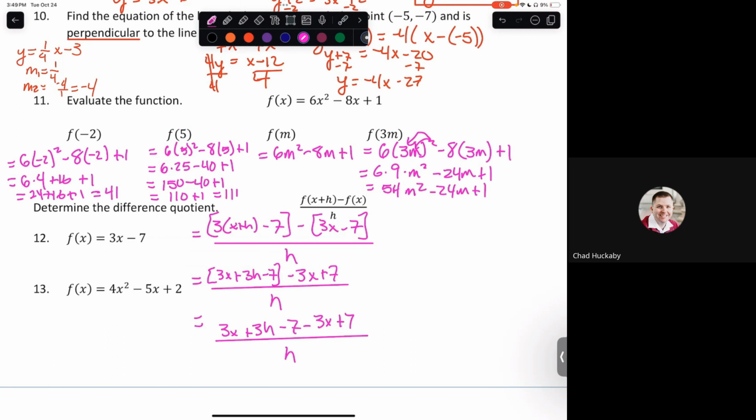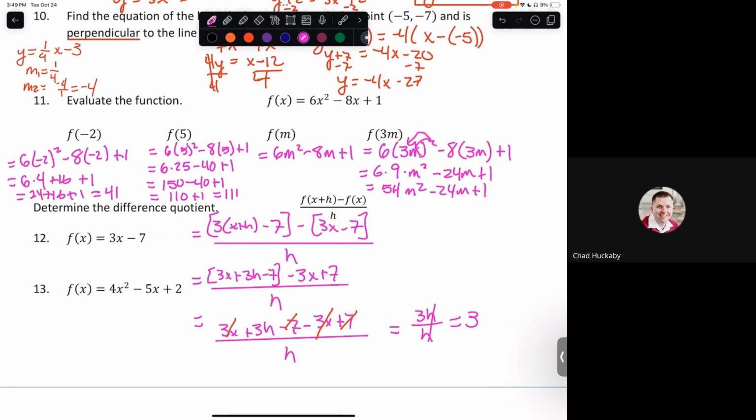And what I end up getting when I combine like terms, I have a 3x minus a 3x, and those cancel. I have a negative 7 plus a 7, and those cancel. And all I have left is 3h over h. Well, what's 3h over h? The h's cancel, and I'm left with just 3. So the difference quotient in that first one is just 3.